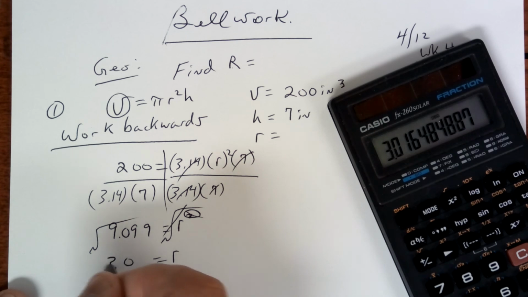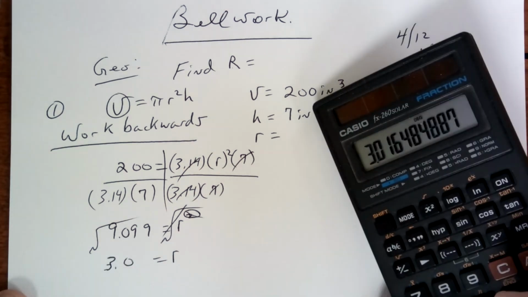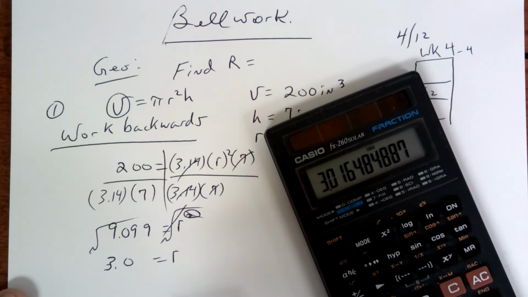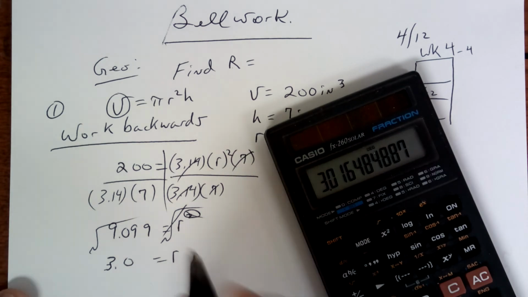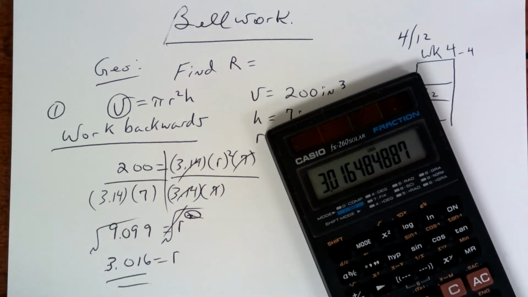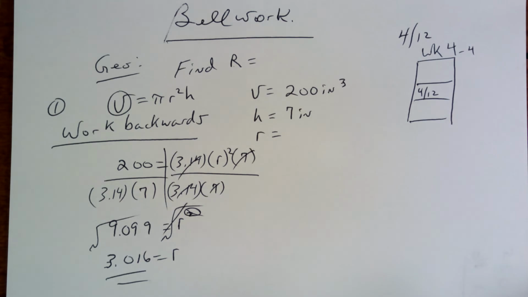Okay? It's actually a little more. I'm going to say 3.01716. Okay? That's your radius, and that is called work backwards. Okay, let's go to the practice test. If you were absent, it's over there on that table.